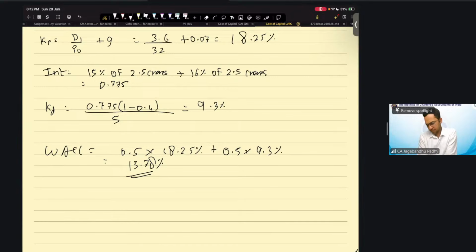Here we take reserve. Here we are taking reserve because we are not using the market value weights, right? We aren't taking the market value, so obviously we'll take the reserves into this.